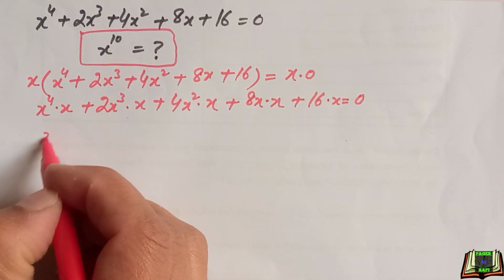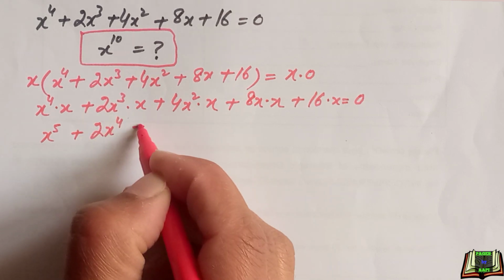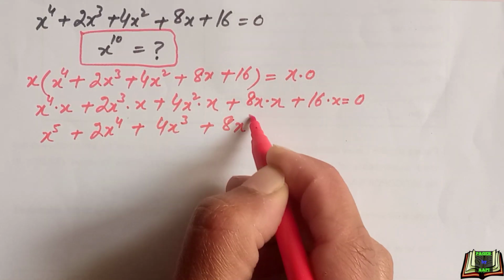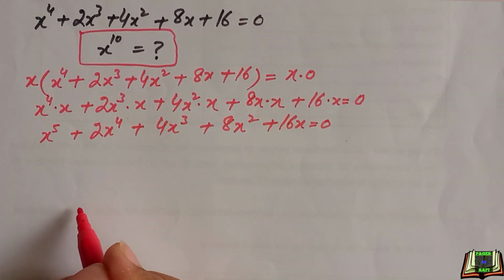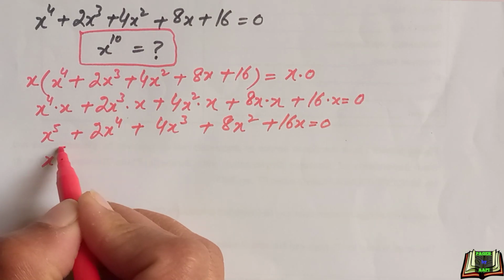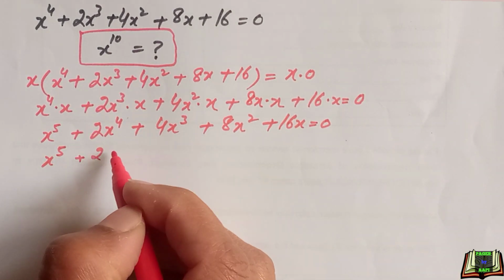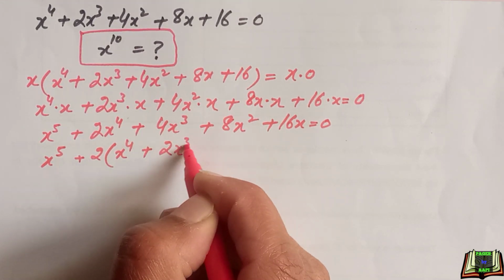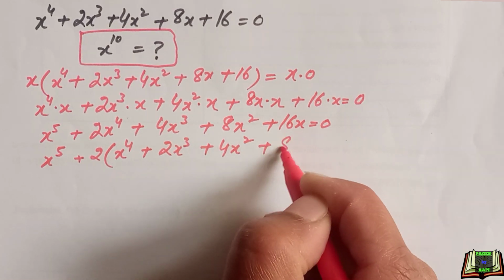We are going to add the like terms. x raised to power 5 plus 2x raised to power 4 plus 4x cubed plus 8x square plus 16x. x raised to power 5, we can factor out 2 from all these terms. Inside bracket we have x raised to power 4 plus 2x cubed plus 4x square plus 8x.